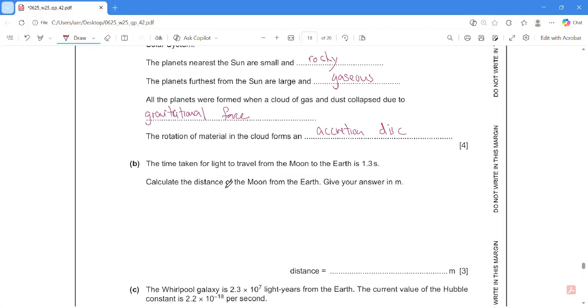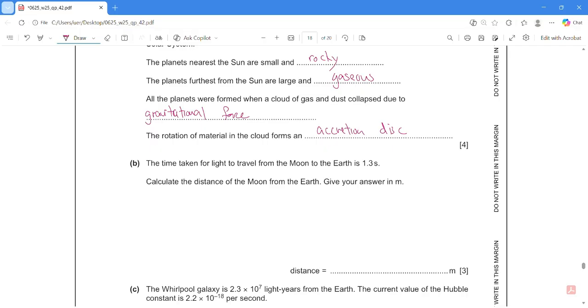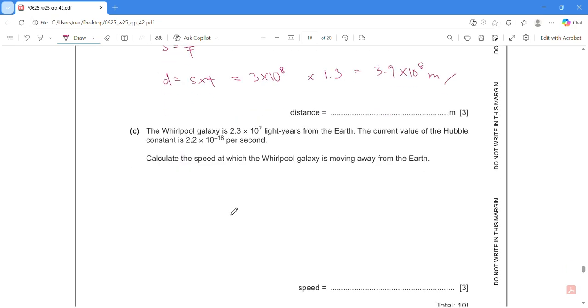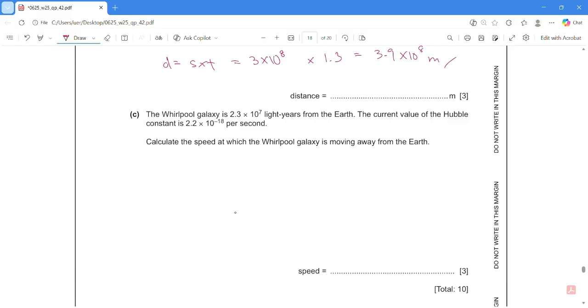Question B, time taken 1.3 seconds, find the distance. So this one's easy peasy. Speed equals distance over time, so distance is speed times time. The light speed is 3 times 10 to the power of 8, and the time taken is 1.3 seconds, so we get 3.9 times 10 to the power of 8 meters. Done.